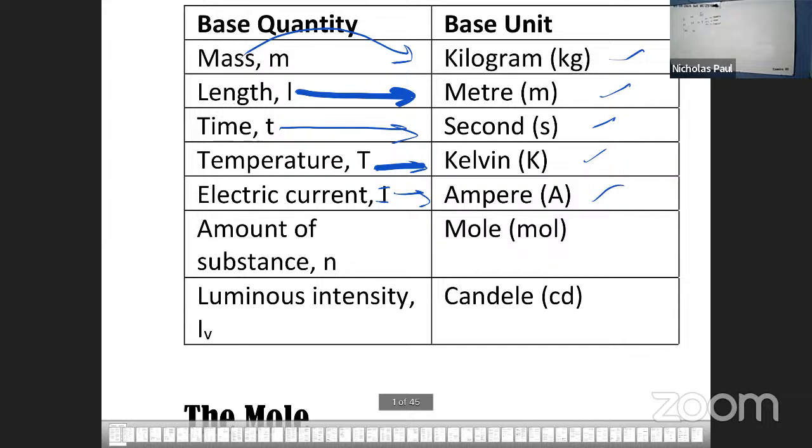Those are the SI units you have to know. Generally we use these SI units. If you want to write it down, that's okay.